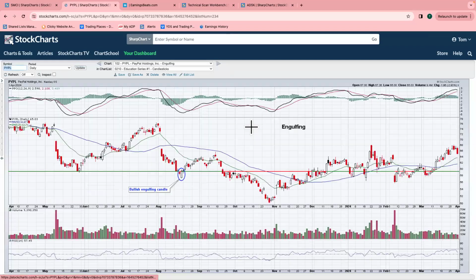Next up, this is PayPal. I'm going to show you a bullish engulfing candle. So here we had price support coming in at roughly just above 59. And notice this red candle here that went just below the support area. This would have been back on August 18th.